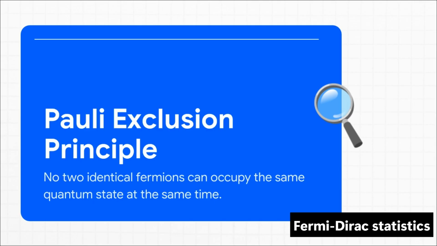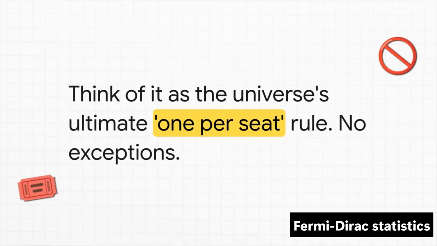And because they're completely indistinguishable, they have to follow a non-negotiable law, one of the most important rules in all of physics, the Pauli exclusion principle. It's simple, but it's powerful. No two identical fermions can ever share the same quantum state at the same time. And this right here is the heart of our seating chart idea.